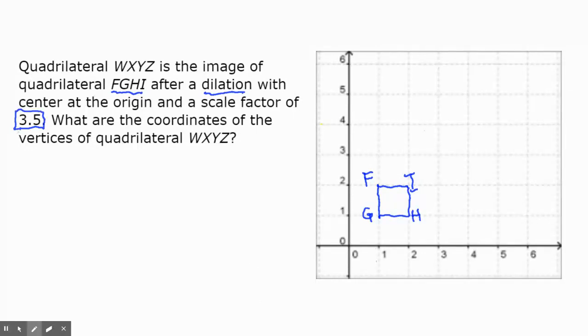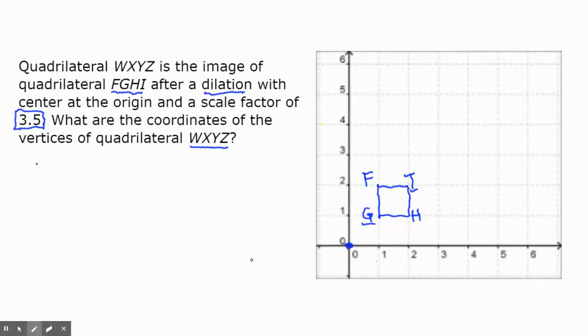Okay, so what I do know is that WXYZ is going to be 3.5 times as far away from the origin. So our center is the origin. Okay, so I would like to start with point G.